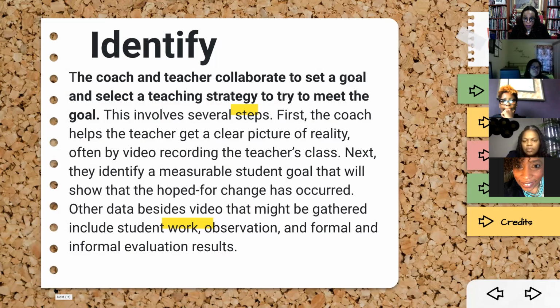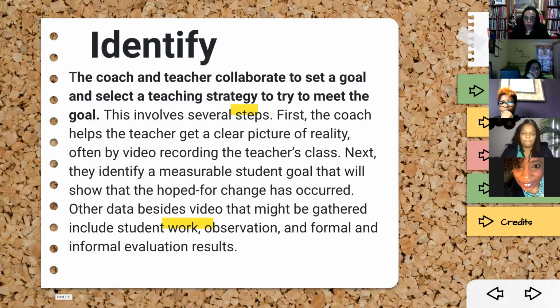So there's several steps, but the first one is that the coach helps the teacher to get a clear picture of reality, and it's often by video recording the teacher's class. Then you have to come up with measurable student goals that you can look at to see if change is happening, and you can use other data besides the video that may help you to really get an idea of what the students need.